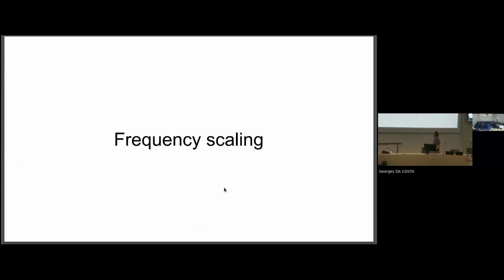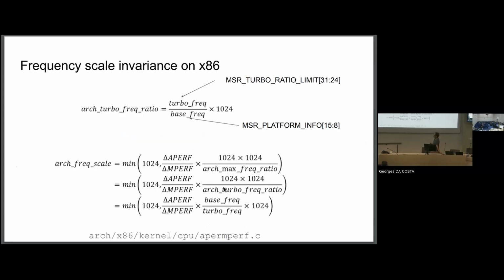Yeah, so now jumping to the topic of frequency scaling. This is how frequency scaling invariance is done today on x86. The important thing to remember here is that this turbo-freq ratio, arch turbo-freq ratio, is a single number for all the CPUs in the system, which is not correct for hybrid platforms, given that the E cores and the P cores have different max frequency.